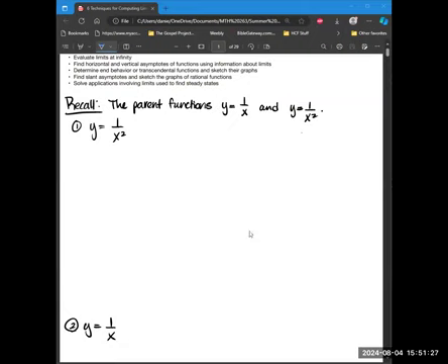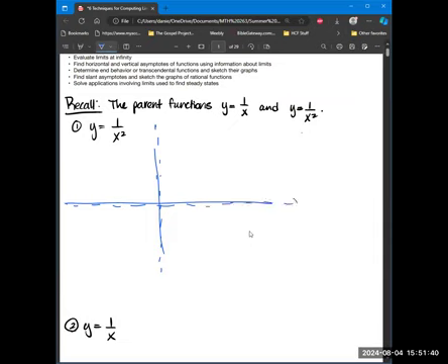The parent functions of y equals 1 over x and y equals 1 over x squared are going to be important here. So let's go ahead and refresh what they look like. Y equals 1 over x squared has a horizontal asymptote at y equals 0, a vertical asymptote at x equals 0, and it's in quadrants 1 and 2 here. I'll do my best to make it symmetric about the y-axis here. And it grows a little bit faster than y equals 1 over x because it's squared in the denominator.